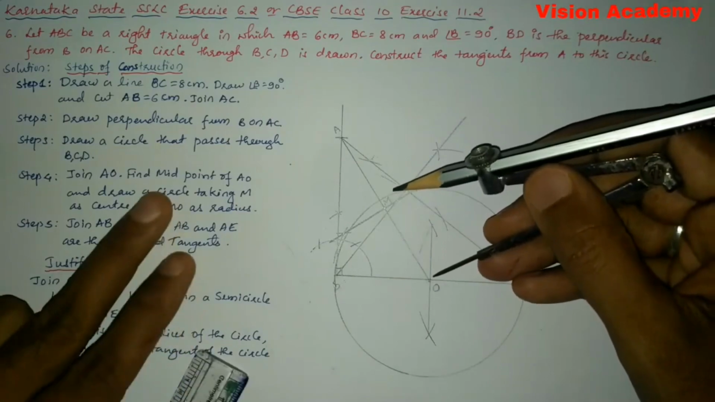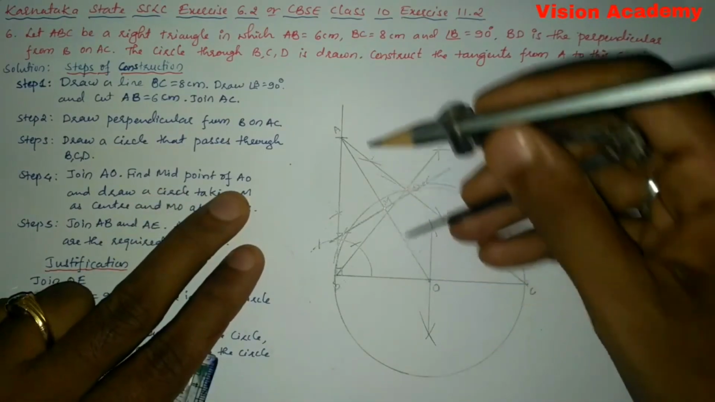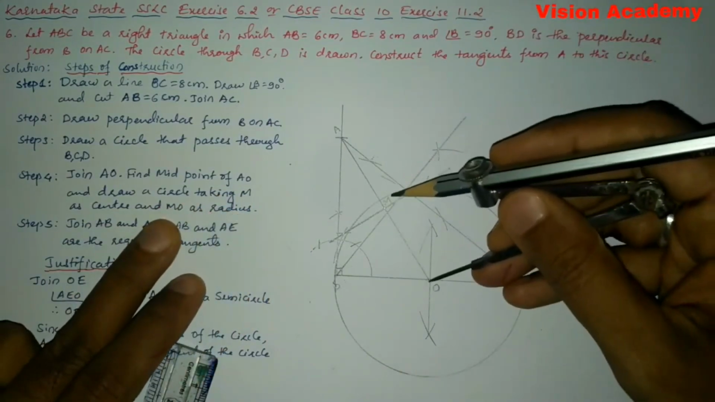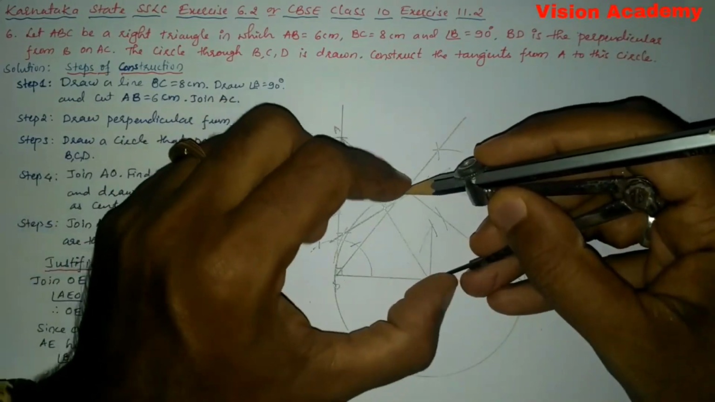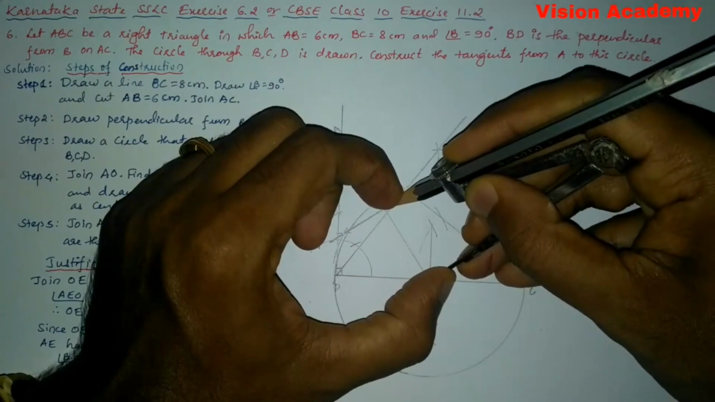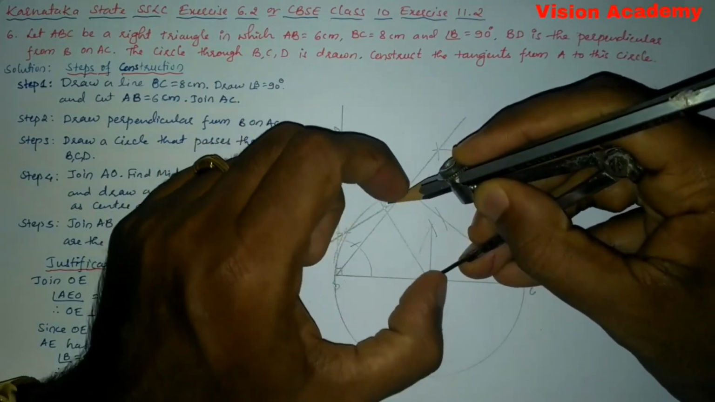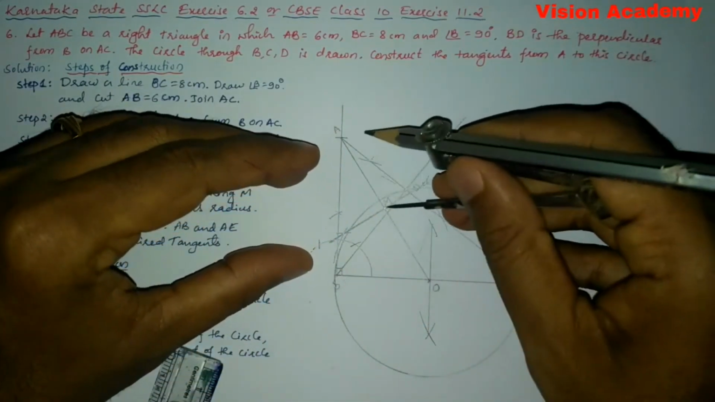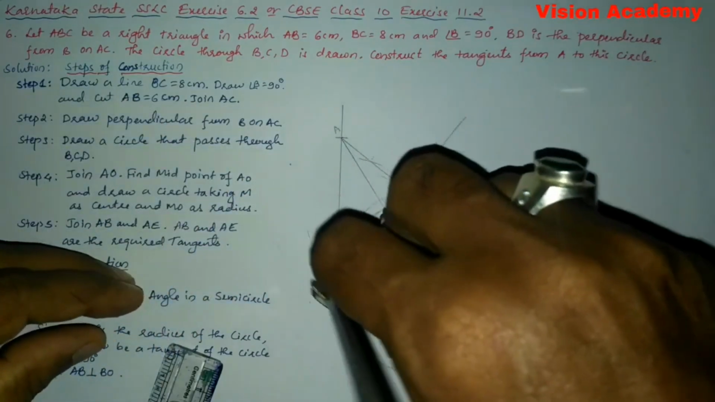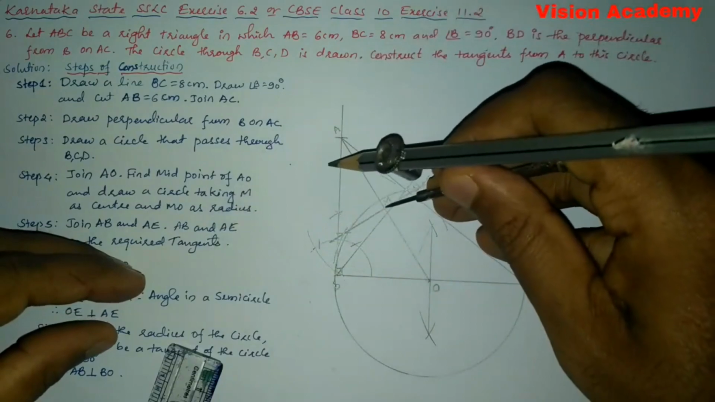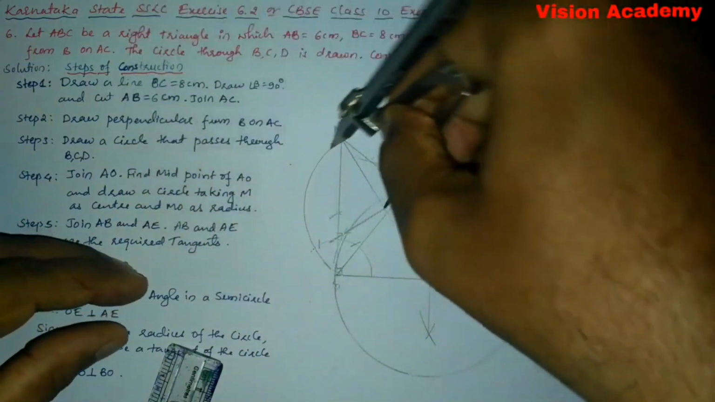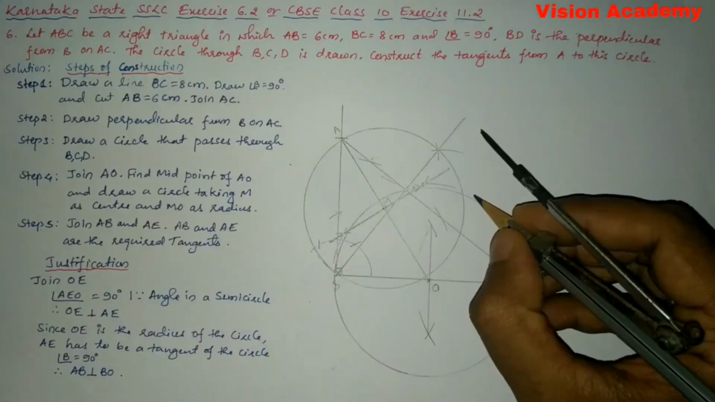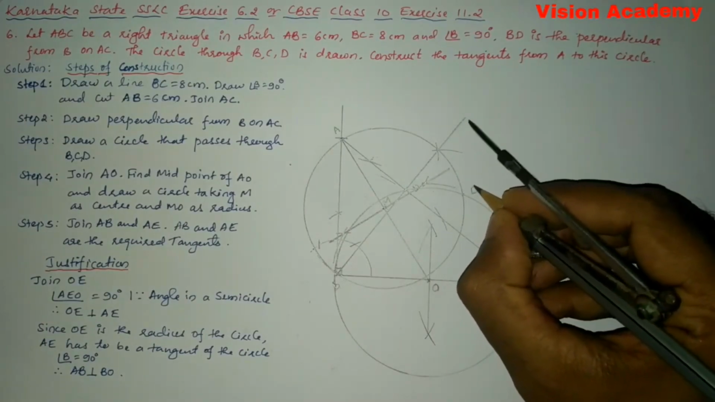So taking M as the midpoint of AO, draw a circle taking M as center and MO as radius. We'll have to draw another circle here. Let us name this point as E.